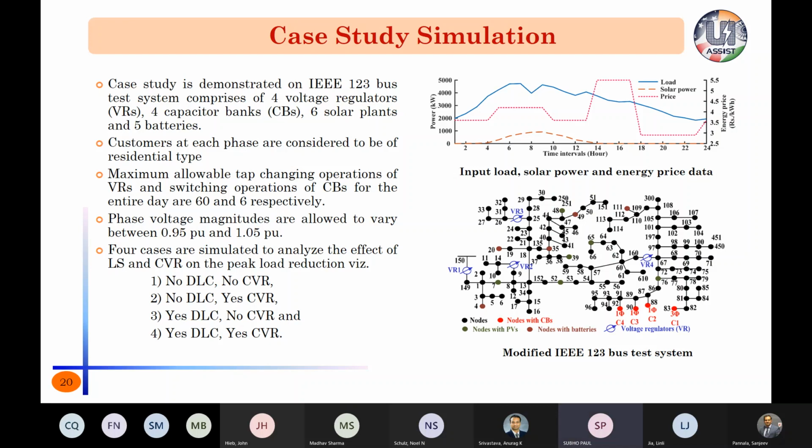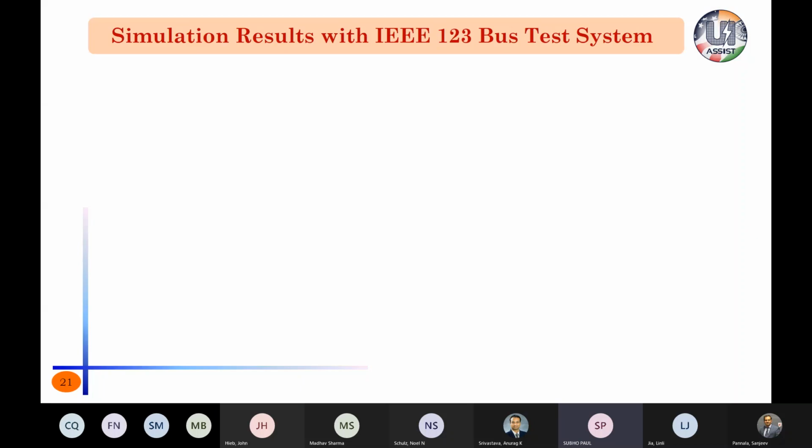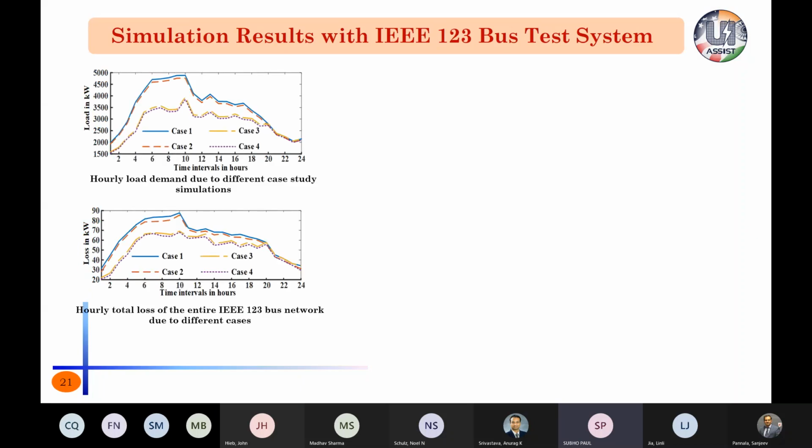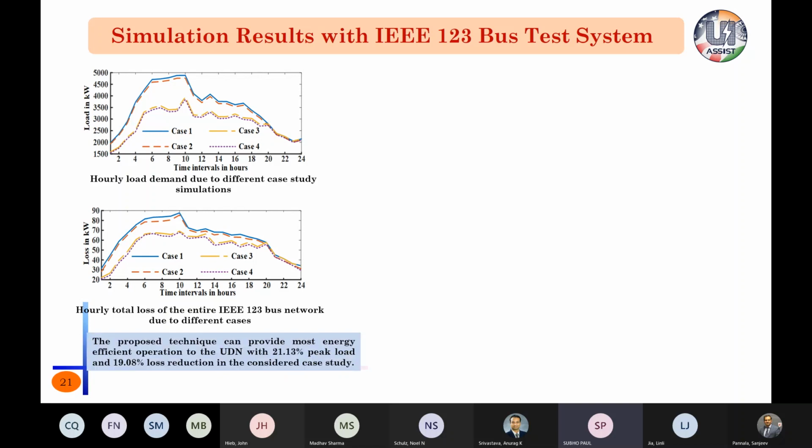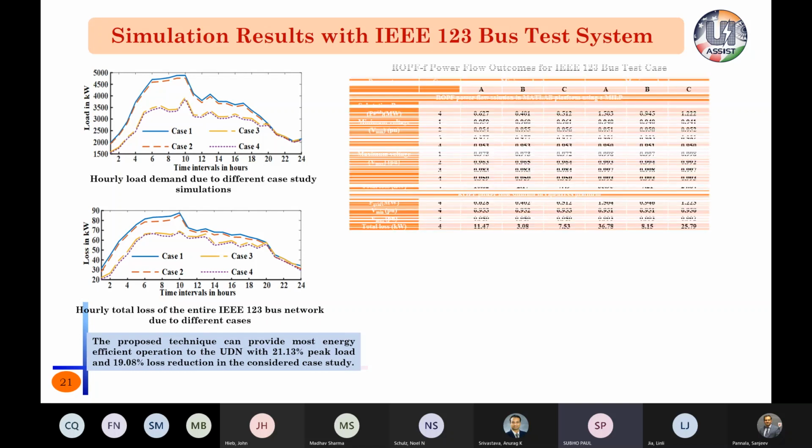So a case study has been done with the IEEE 123 bus system with four cases, and we can see that for case 4, when we use both CVR and DLC, obviously we get the lowest peak demand and the lowest energy loss or power loss in the network. That is a 21.13% peak load reduction and 19.08% loss reduction.